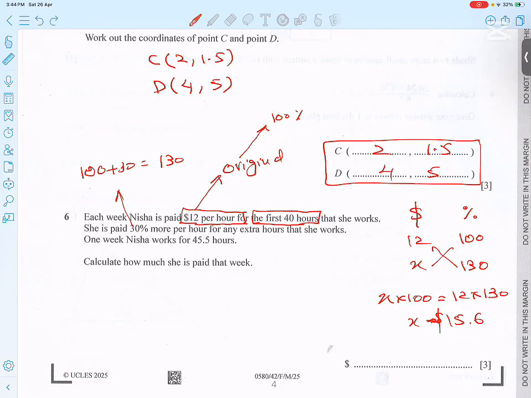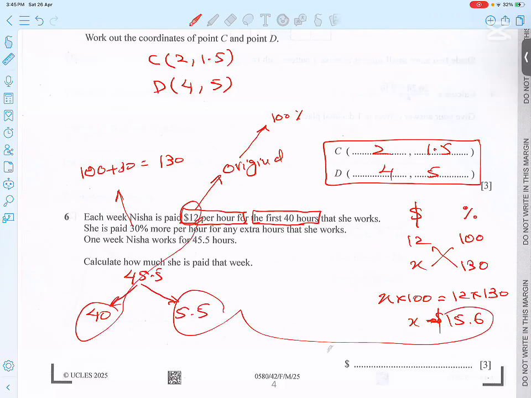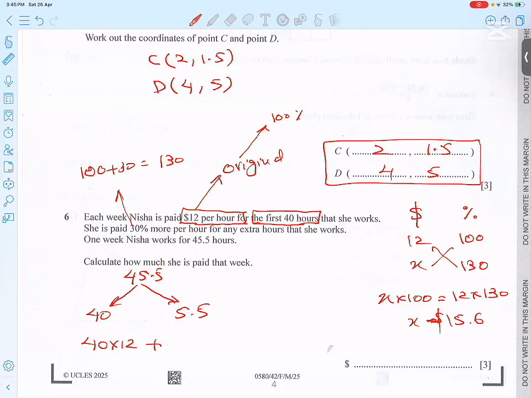Okay, all right. Now, how much does she work? 45.5 hours. So for 40 hours, she will get payment of $12. Repeat, 45.5, I will break into two parts: 40 hours and 5.5 hours extra. And 40 we multiply with 12, and 5.5 we multiply with 15.6. So let's multiply: 40 times 12 plus 5.5 times 15.6.